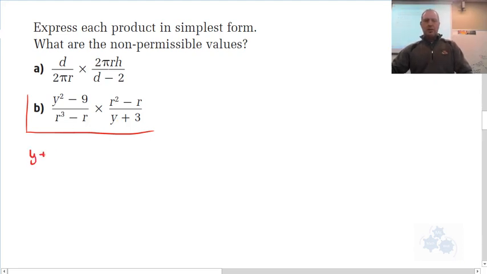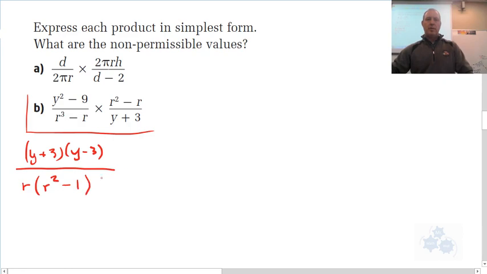The top looks like this. Y plus 3 times y minus 3, because it's a difference of squares. Let's see. On the bottom, I'm going to take out an r, and I'll be left with r squared minus 1. And this is a multiplication, so you don't have to flip anything. Okay, I'm going to factor this one as well. Whoops, I apologize, that's an r squared, I guess, isn't it? So that's r minus 1. See that? That's a squared, and this is a cubed. And then down here I have y plus 3. Cannot be factored any further.